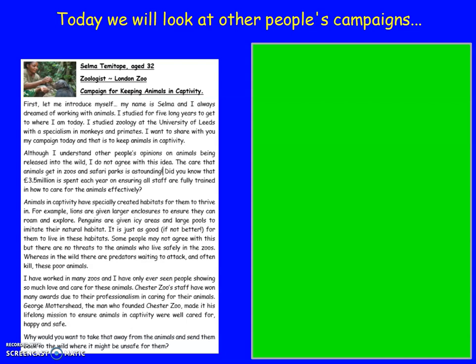Some people may not agree with this, but there are no threats to the animals who live safely in the zoos. Whereas in the wild there are predators waiting to attack and often kill these poor animals. I have worked in many zoos and I have only ever seen people showing so much love and care for these animals. Chester Zoo staff have won many awards due to their professionalism in caring for these animals. George Mottershead, the man who founded Chester Zoo, made it his lifelong mission to ensure animals in captivity were well cared for, happy and safe.